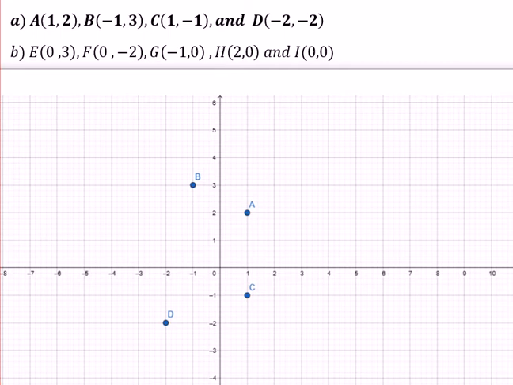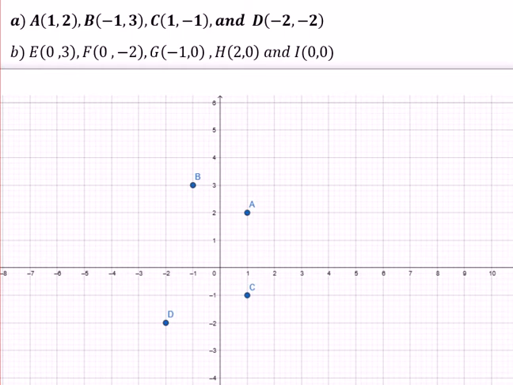Same thing for point D. If you look at point D, both coordinates are negative, meaning x is negative and y is negative. That's why it belongs to the third quadrant, which is opposite to the first quadrant. And finally, the point C, if you look at its abscissa is 1 and its ordinate is negative 1, and for this reason it belongs to the fourth quadrant, which is opposite to the second quadrant.